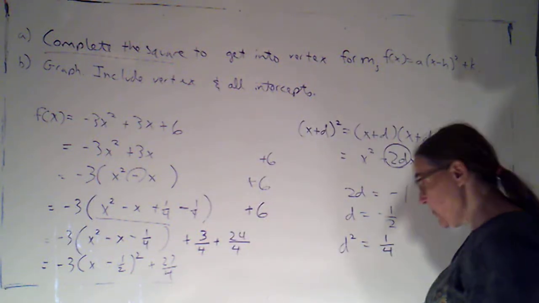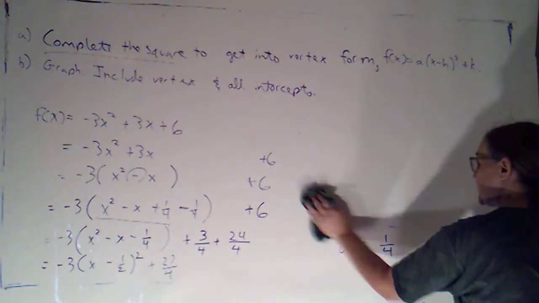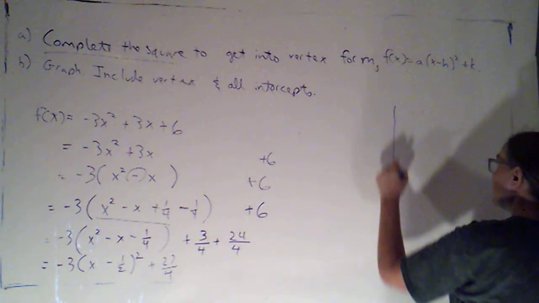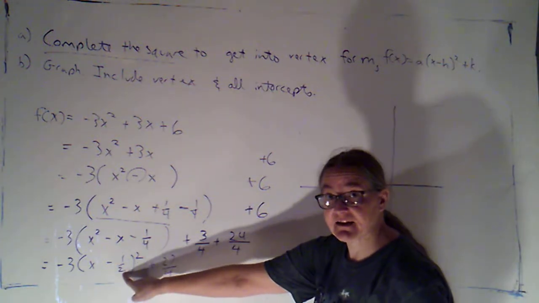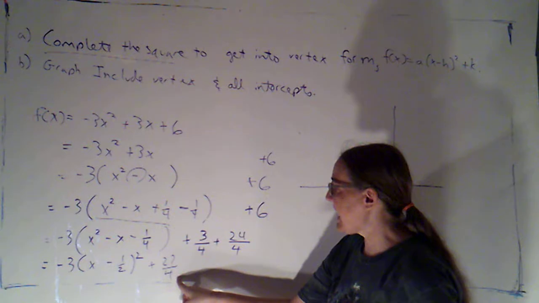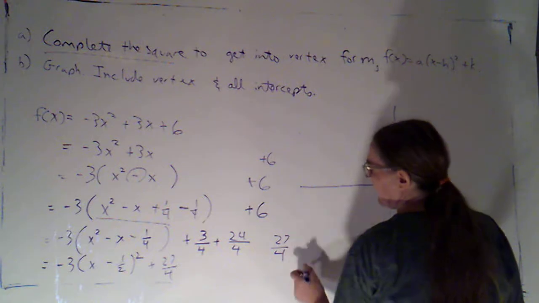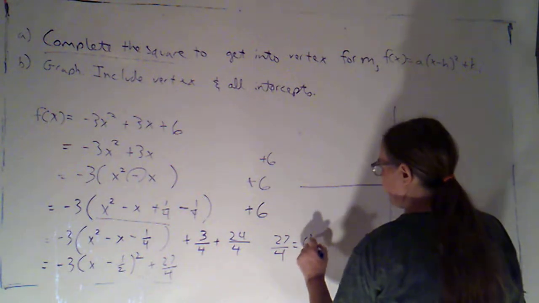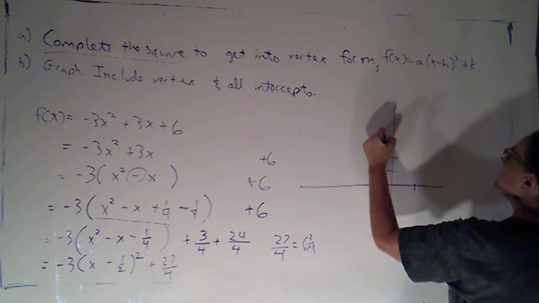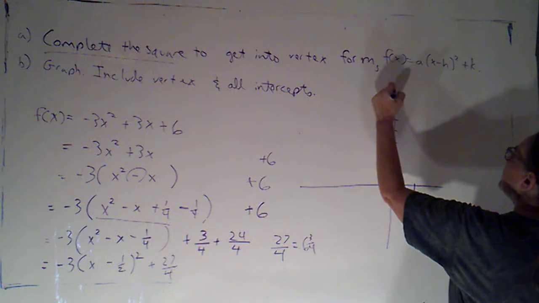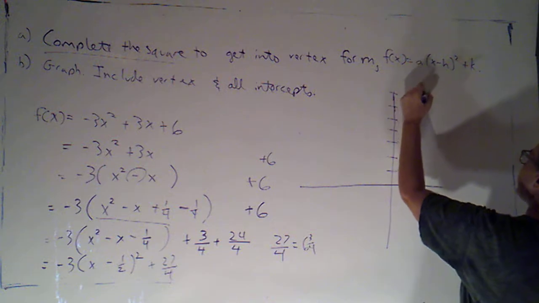Excellent. Okay, so we now have this in vertex form. So I can read off from here the coordinates of my vertex. The number I'm subtracting from x is 1/2. The number I'm adding after I square is 27 fourths. Now I might want to just rewrite that as 6 3/4, because that's going to help me in plotting it. So 1, 2, 3, 4, 5, 6, 7. So here would be 1/2, 6 3/4.